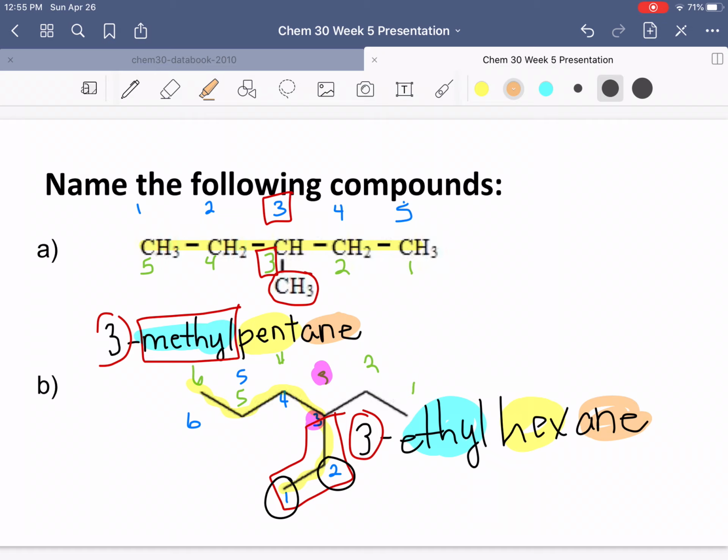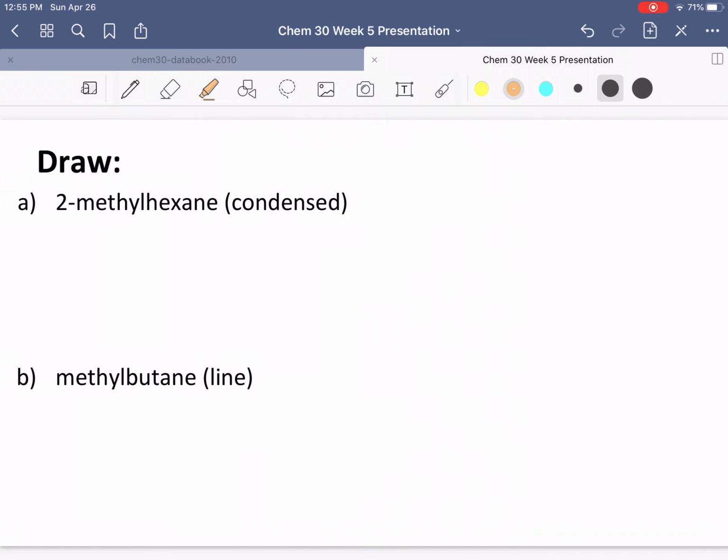This was naming drawings, but how about if I give you a name, and I said, hey, now you got to draw this thing. Now, pay attention to what type of drawing I want for each of them. I want a condensed drawing for the first one and just a line for the second. And your assignment is going to be really specific to what type of drawing I want. So, like I said, pay attention. Same thing though, split this up into the prefix, the root, and the suffix, and you'll be pretty good.